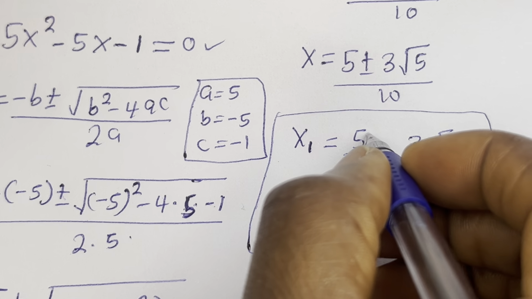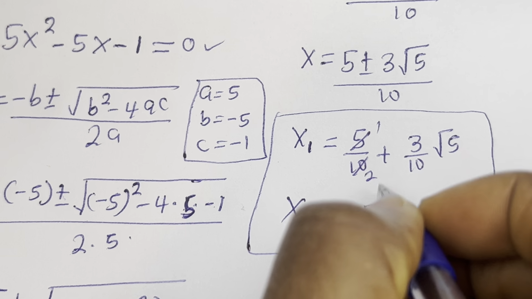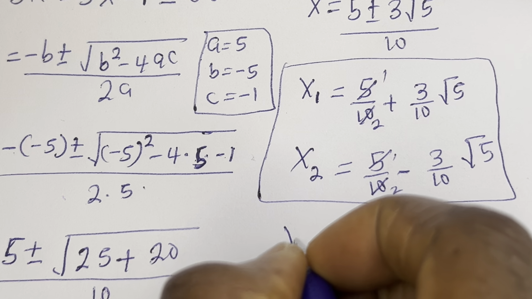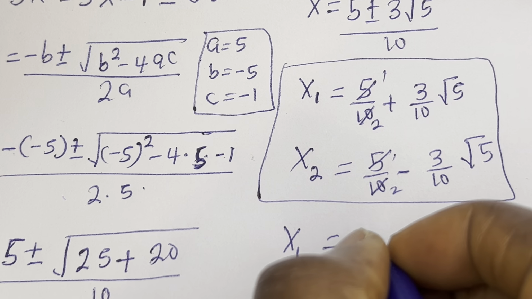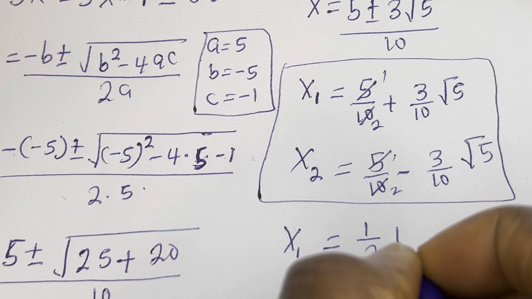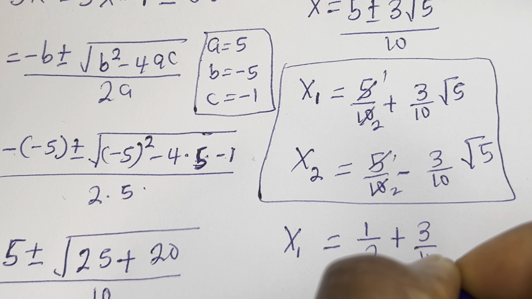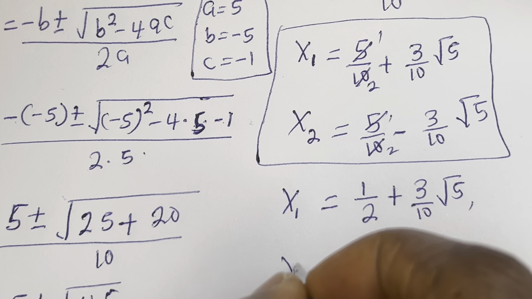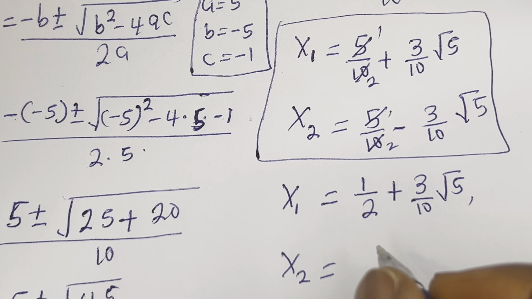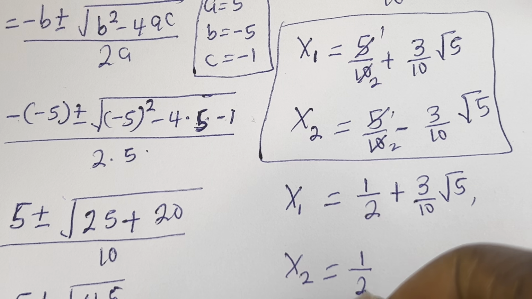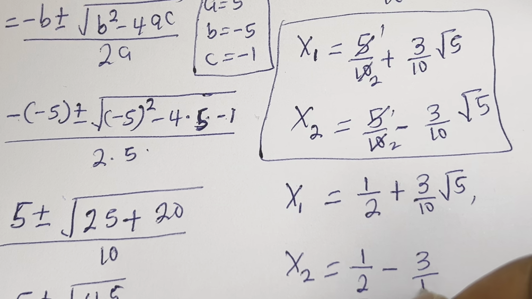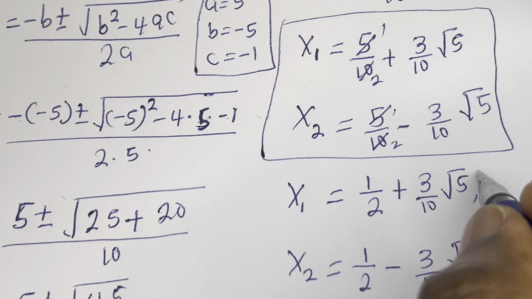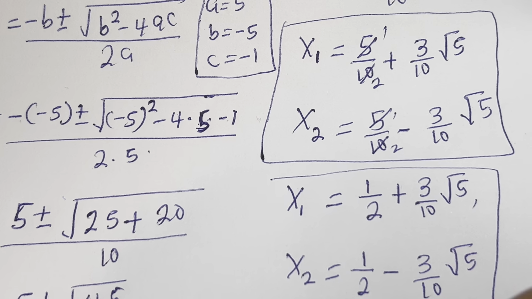Or here you may say 5 here 1, 5 here 2. So this can also be written as s1 is equal to 1 over 2 plus 3 over 10 root 5, or s2 is equal to 1 over 2 minus 3 over 10 root 5. You may also leave your answer in this form.